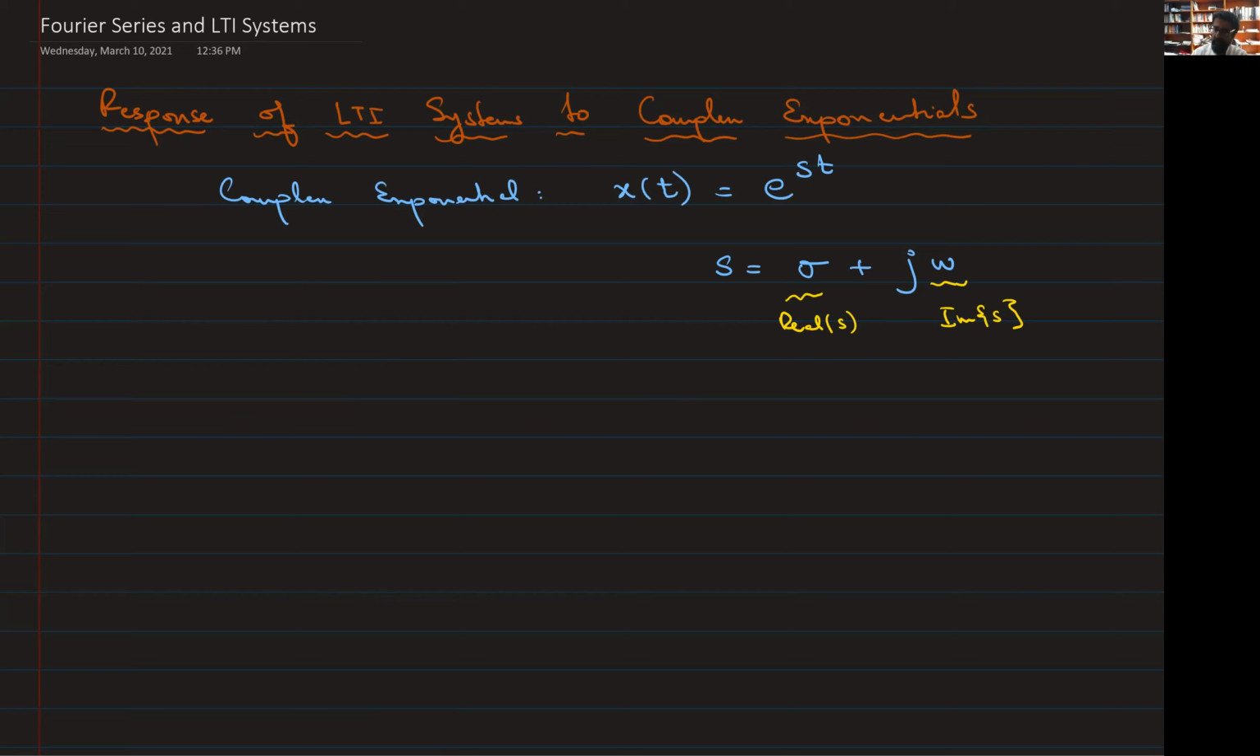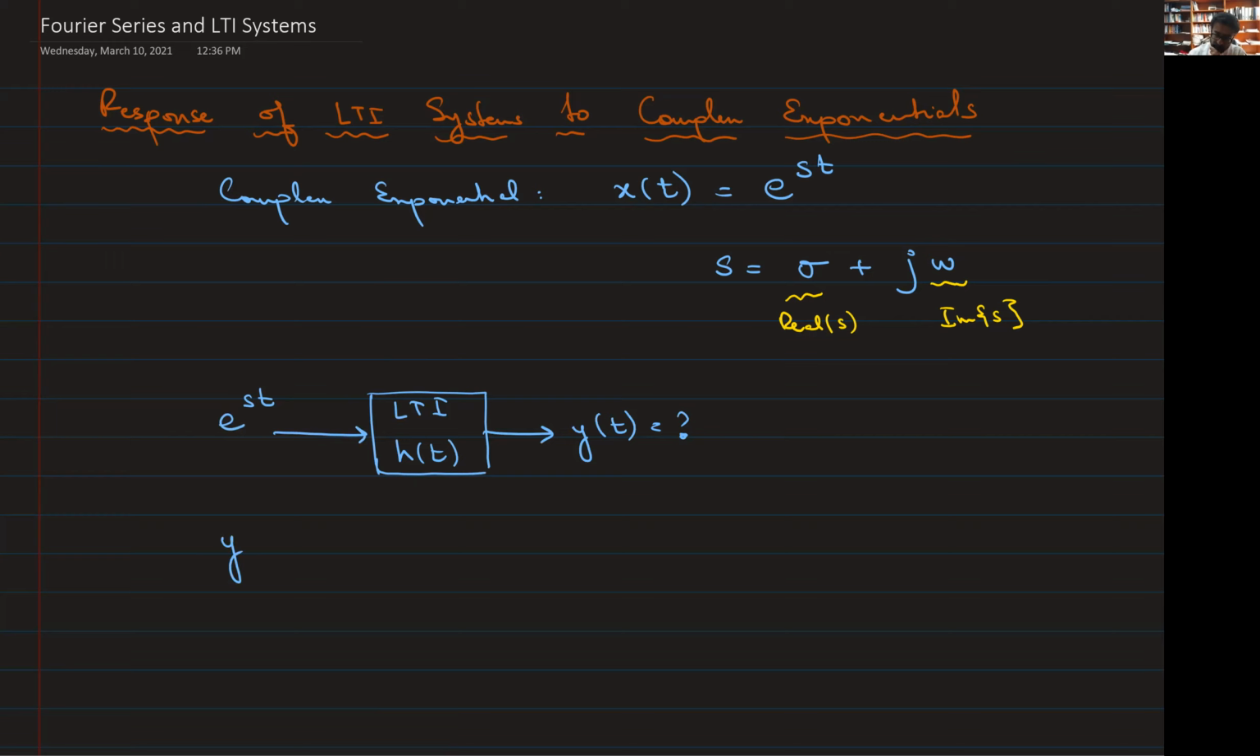Okay, so the question here is the following. If I input this complex exponential to an LTI system, which has an impulse response h of t, what do I get? So let's say e raised to power st is an input to an LTI system, which has an impulse response given by h of t. What is the output? Let's try to analyze that.